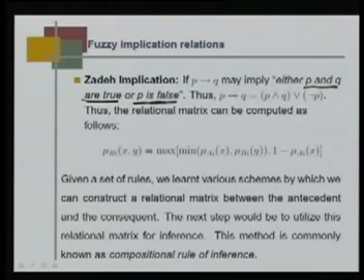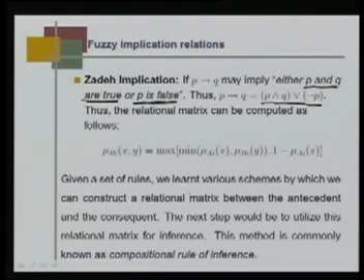So this has taken an extra logic, that is P and Q or not P. Thus, the relational matrix can be computed as follows. What is P and Q? P and Q means minimum of mu A x and mu B y. And what is not P? Which is 1 minus mu A x. And this entire thing has to be maximum of minimum of this and this. So the relational matrix elements are computed using this particular expression.